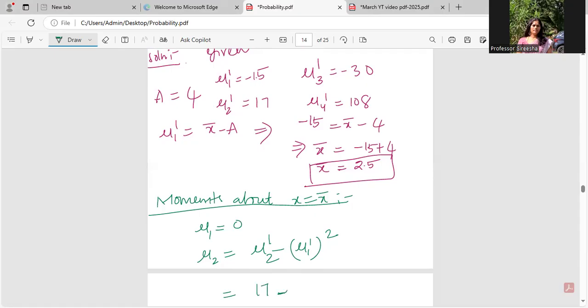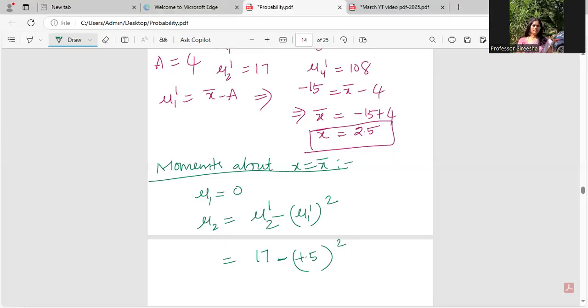So 17 minus mu1 prime squared. Mu1 prime is given as minus 1.5, so I'll be squaring 1.5. Mu2 prime is given as 17. Please do carry your calculators, otherwise it's difficult to do this calculation. So I'll have 14.75 as mu2. I'm sorry, this is mu2; the suffix I wrote was mu3.